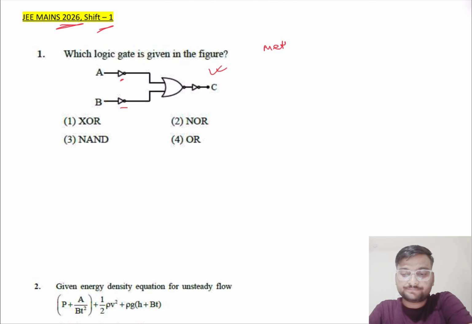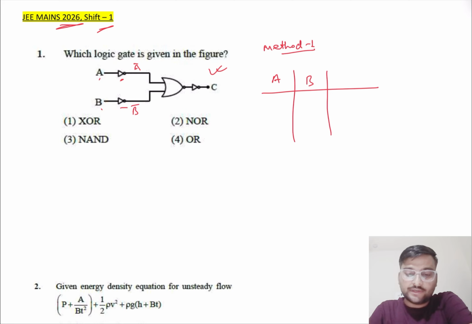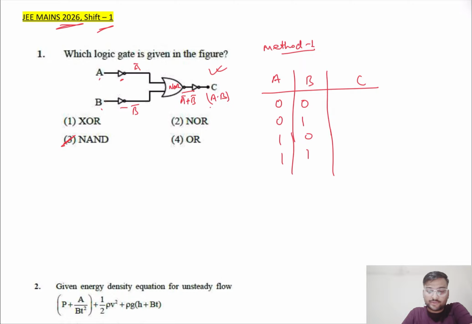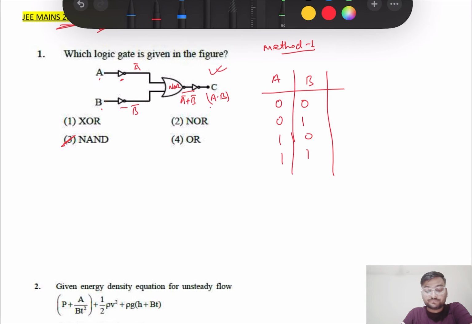Method one, suppose I am taking this A and B, so I can say that A and B are the two inputs. So this is A bar and B bar, because a NOT gate will be there, and this is the NOR gate. So the NOR gate output will be the opposite of this part, that is, (A bar plus B bar) whole bar.